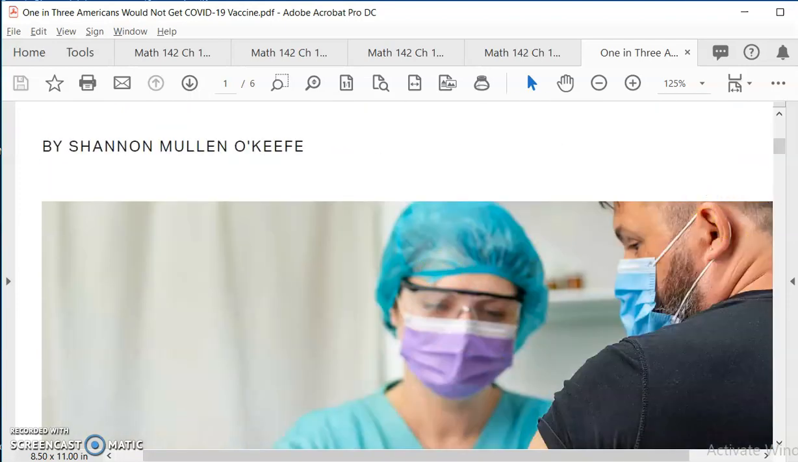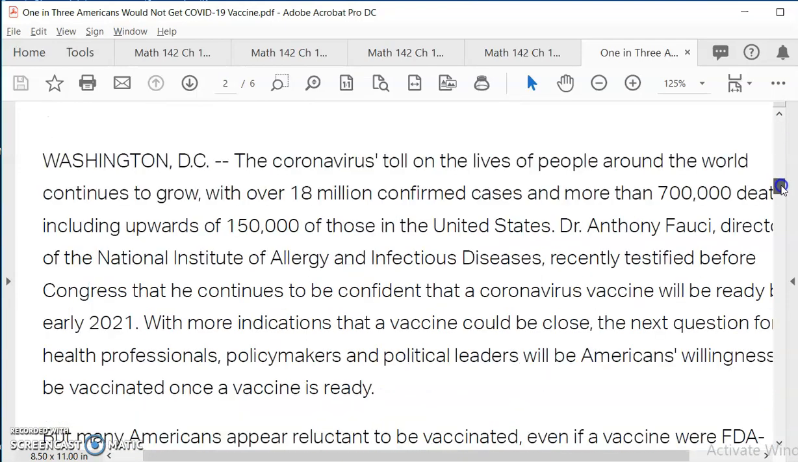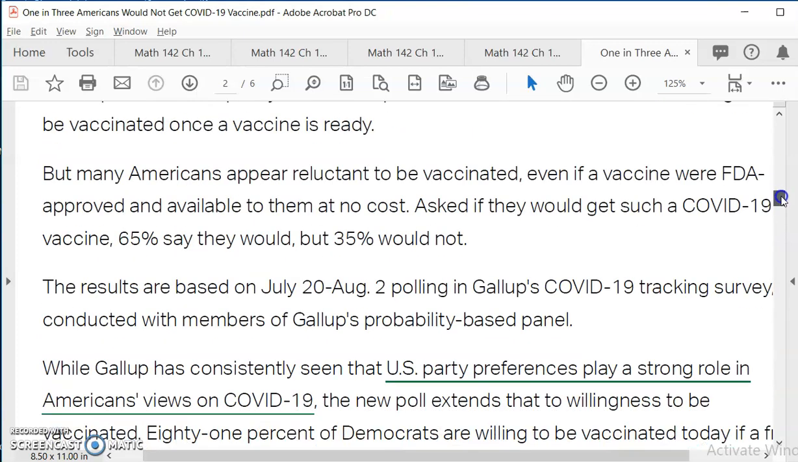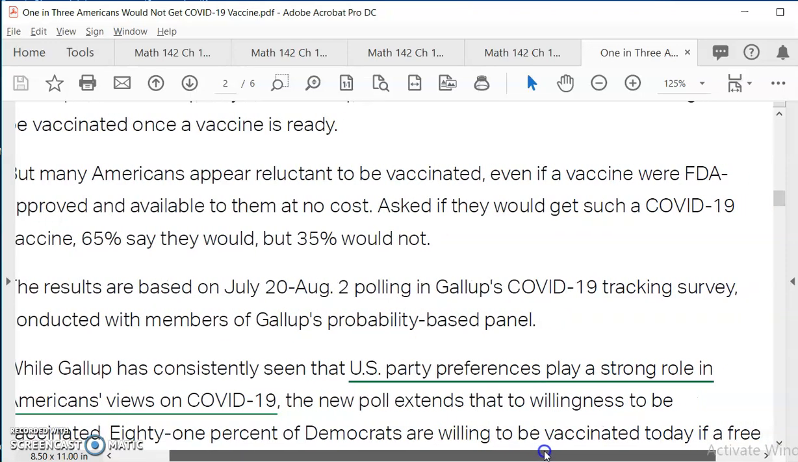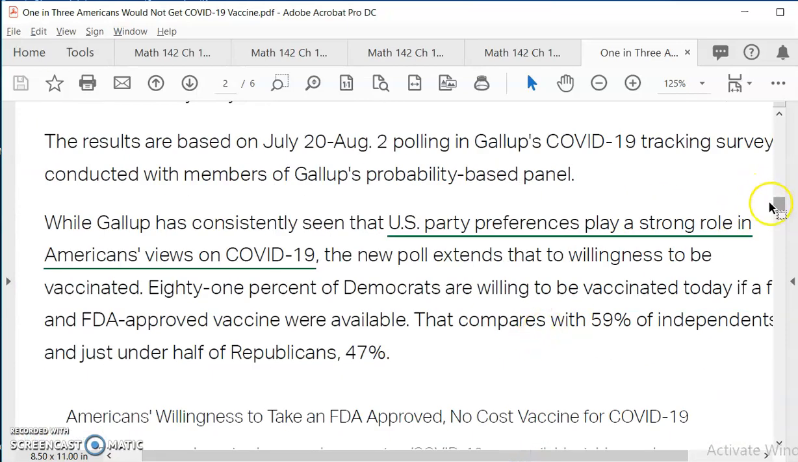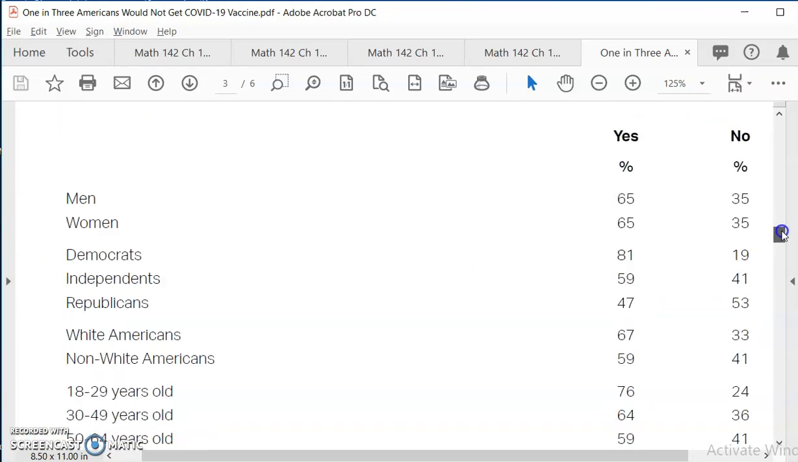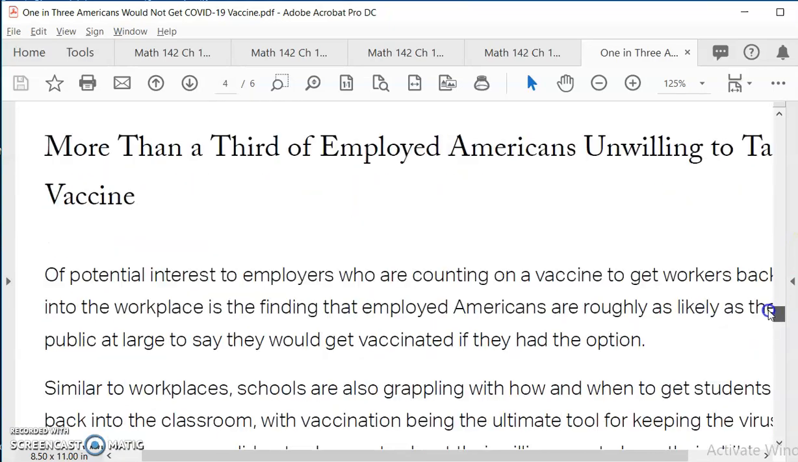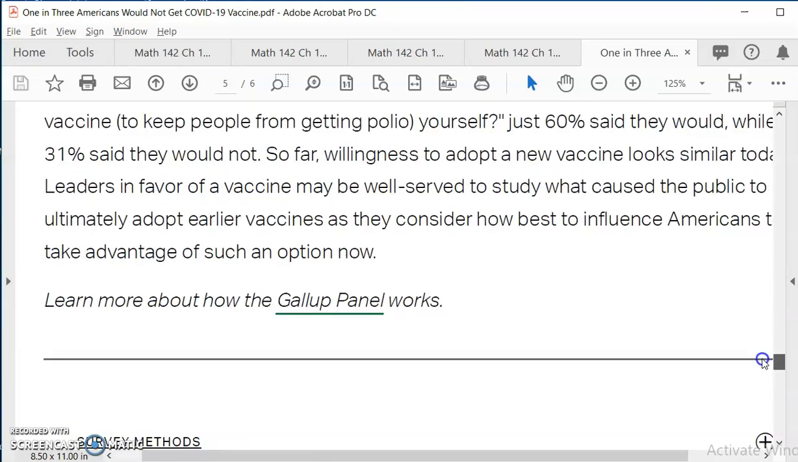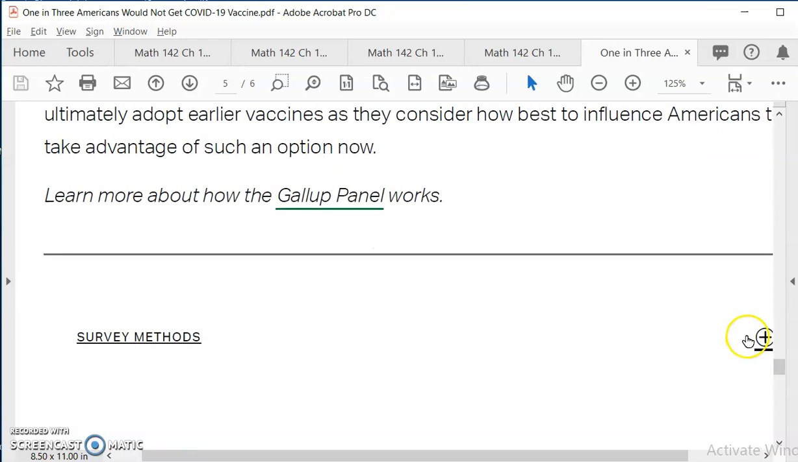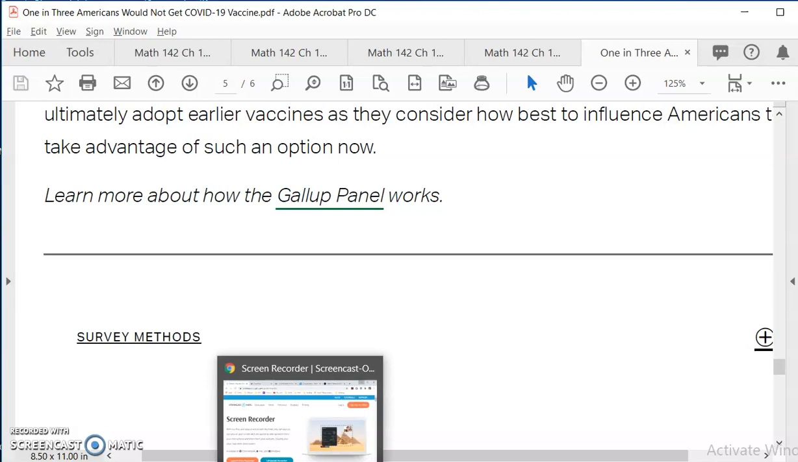So what happened is, if you look at the article in more detail, here they say the results are based on July 20 to August 2 polling in Gallup's COVID-19 tracking survey conducted with members of the Gallup probability-based panel. So they have a group of people that they, I don't know if they hired, that they pick. They call it a panel, and then they ask this selected group of people, and then they come up with these numbers.